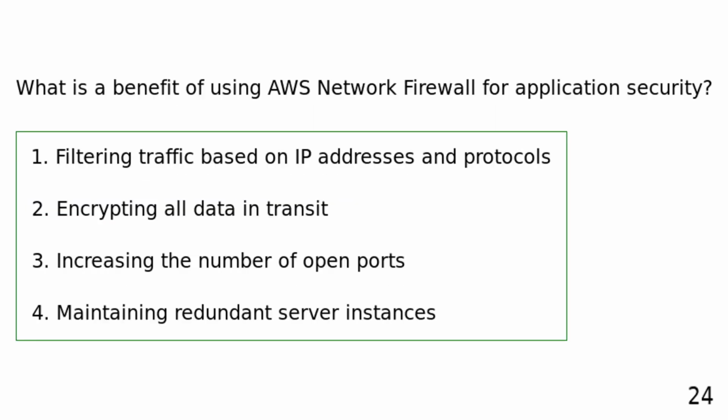What is a benefit of using AWS Network Firewall for application security? Filtering traffic based on IP addresses and protocols. Encrypting all data in transit. Increasing the number of open ports. Maintaining redundant server instances.